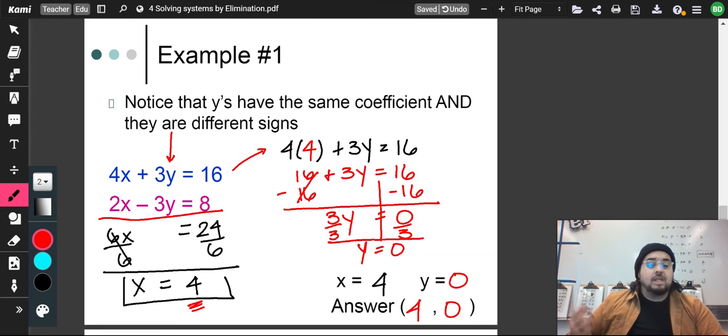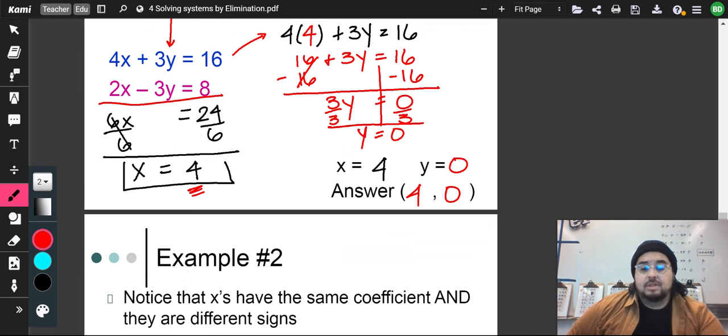So again, the process for this is fairly easy and super streamlined. You are going to look for the variable that has the same coefficient, 1 plus, 1 minus. That's an indication that you're going to use elimination. Then you combine going down, so you just add the numbers together or subtract. And then you solve for one of the variables. You take that, you plug it into one of the original equations, and you solve for the other variable. Okay, let's go ahead and look at one more example.